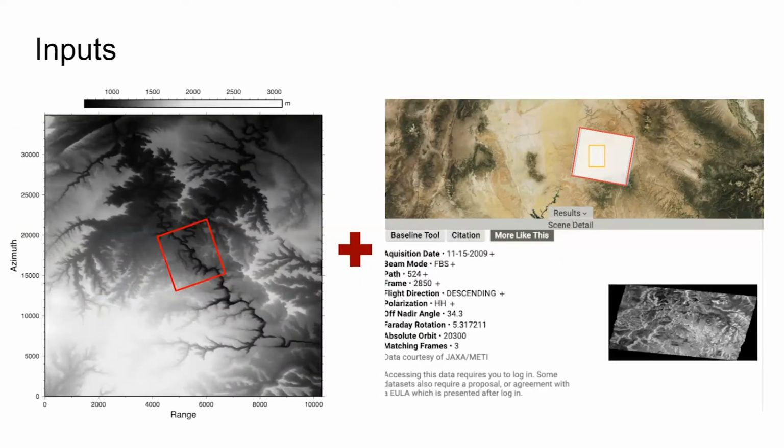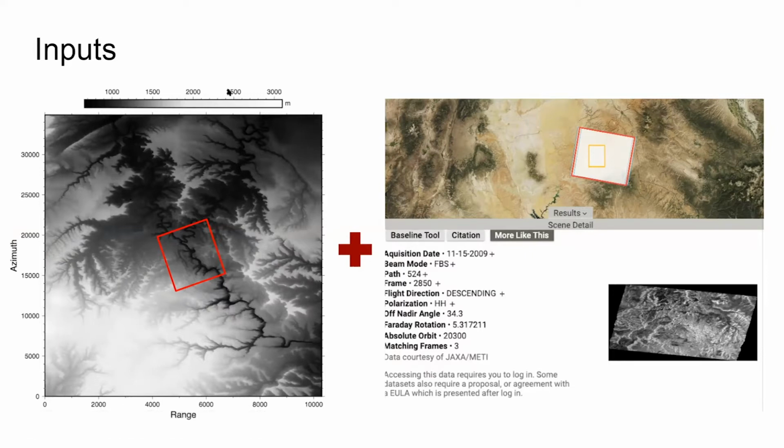So these are the inputs I used. I used the configuration file for the ALOS Brazil example, and I just modified it to fit the data I had. So I used the DEM, and this is actually the output of the DEM that GMTSAR gives you.